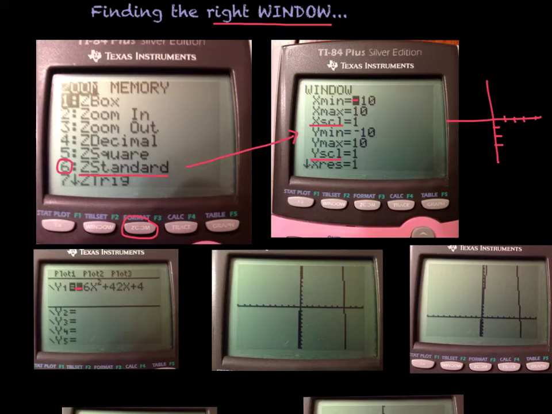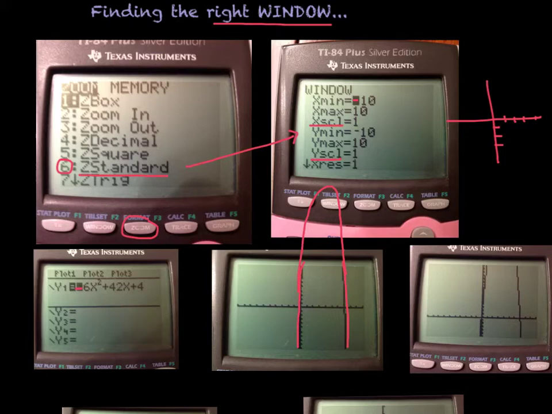As soon as I hit zoom standard, it takes me to this window right here where my mins are -10 and my maxes are +10. And what you'll notice is we do start to see the parabola kind of faintly through here, and then it comes back down here, but that's not really the picture I want. You know, probably the parabola goes way up above and turns around.